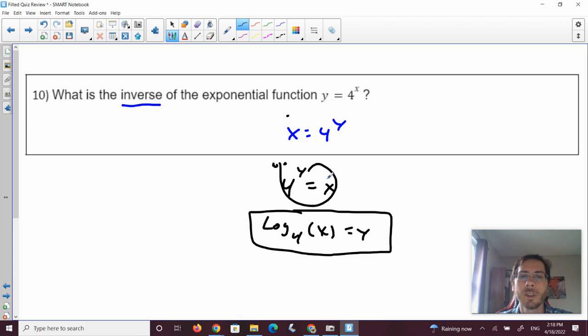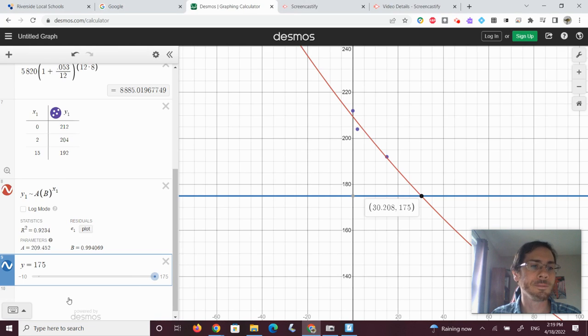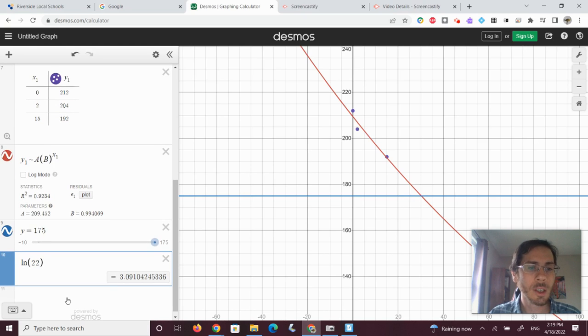Again, if you don't like doing this, we could say we're taking log base 4 of both sides, and that'll work out perfectly well. So that's number 10. That's our inverse. For number 11, estimate the value of ln of 22 to 3 decimal places. Well, that's pretty easy. ln of 22 is 3.091.